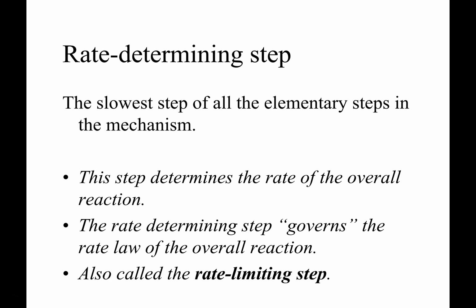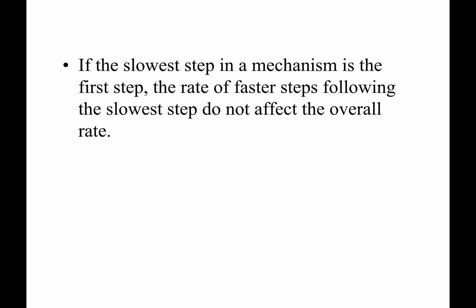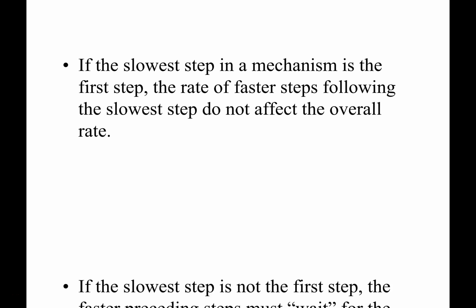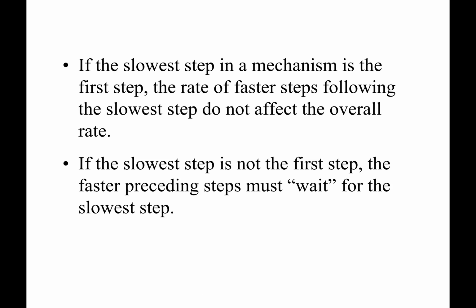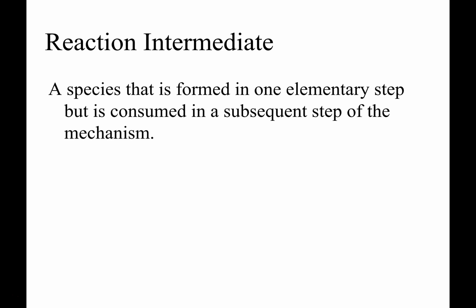The rate determining step is sometimes called the rate limiting step. Rate determining step. Okay. So you could do a couple different ways. If you have a list of 5 elementary steps here, if your slowest one is the first step, then basically it goes way fast. If it's the last step, it goes fast, way, then you're done. Okay, so that's kind of how that works.